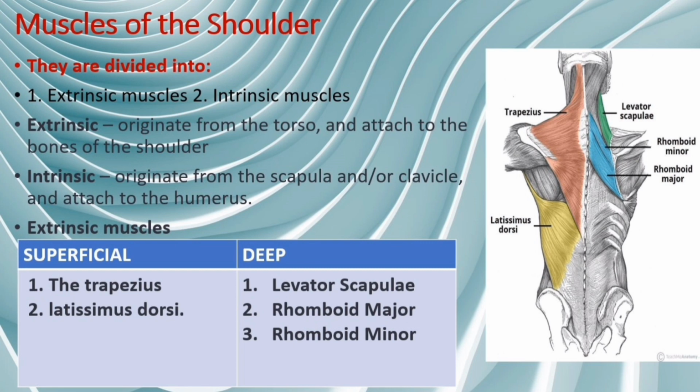Actions. The upper fibers of the trapezius elevate the scapula and rotate it during abduction of the arm. The middle fibers retract the scapula and the lower fibers pull the scapula inferiorly. Innervation. Motor innervation is from the accessory nerve. It also receives proprioceptor fibers from C3 and C4 spinal nerves.